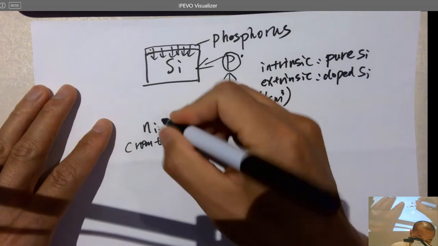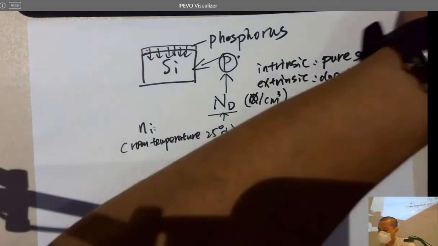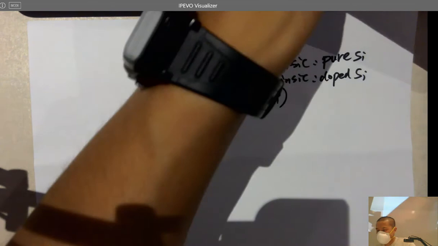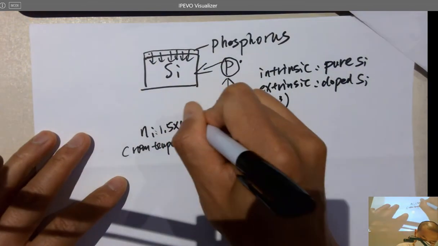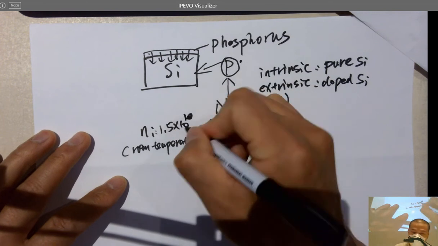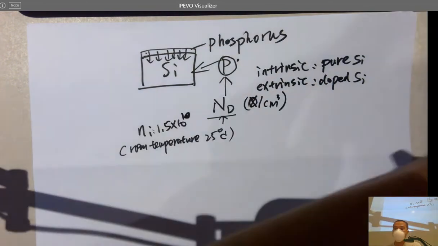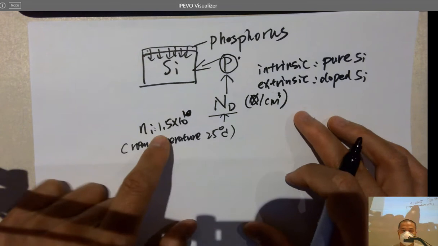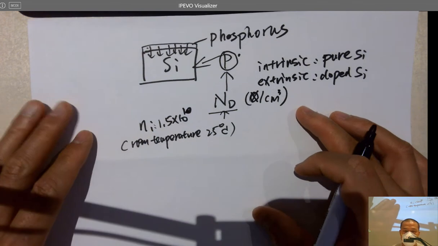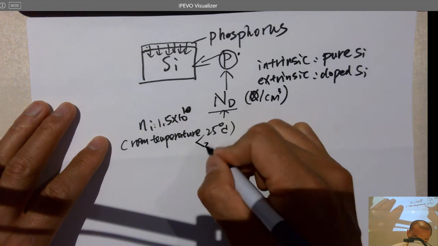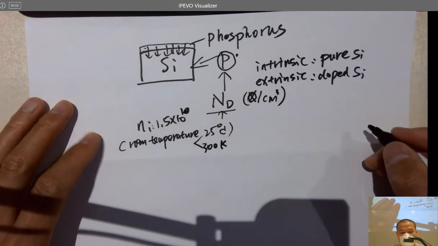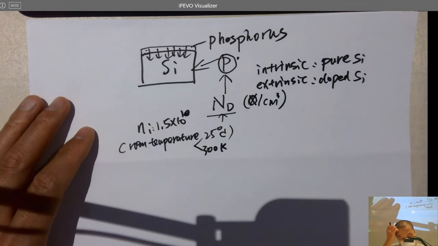So Ni in room temperature is, I can't remember the number, like 1.5 times 10 to the 10th. This many electrons or holes in the intrinsic silicon. So room temperature, 25 Celsius or 300 Kelvin. They are both room temperature.